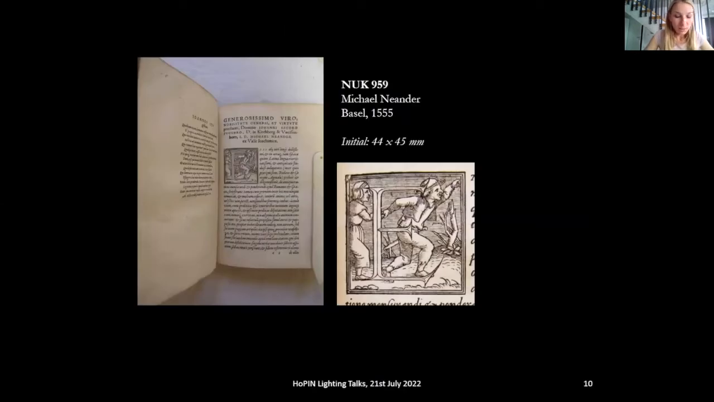Peasant dance is depicted also in another book printed in Basel in 1555, but there is no evidence that the initial was printed by Holbein.